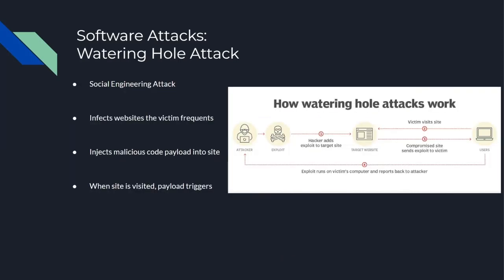The goal of a watering hole attack is to infect the website that the victim frequently visits. They can choose the websites by using skills like hacking or social engineering. They infect the website by injecting a malicious code payload into the site, and when the site is visited, the payload triggers and begins an exploit chain to infect the victim's computer.